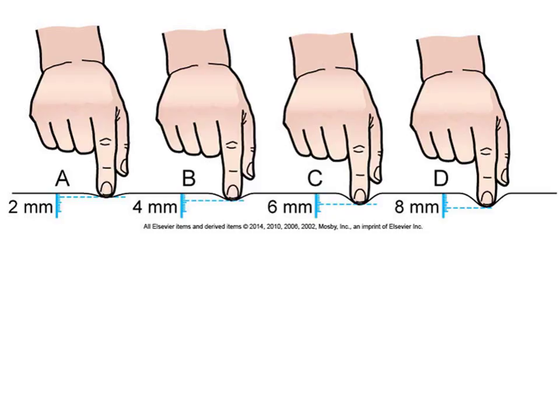This slide shows how you would document pitting edema. If it's 2 millimeters deep, it would be 1 plus, 4 millimeters is 2 plus, 6 millimeters is 3 plus, and 8 millimeters is 4 plus pitting edema.